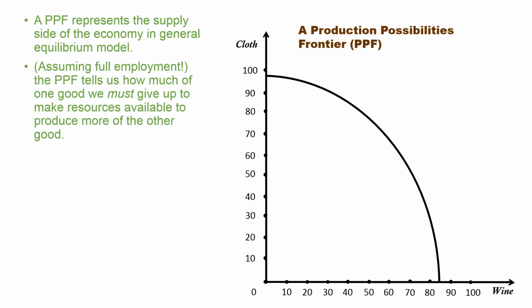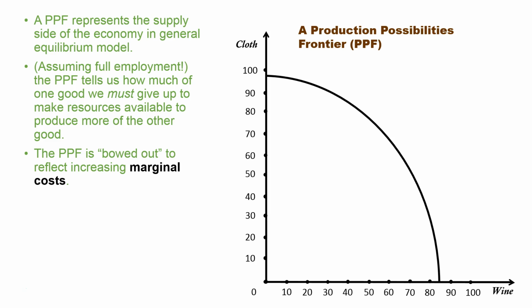Well, as I mentioned a moment ago, the frontier itself assumes that resources are being fully employed. And the basic question is, how are we going to employ those resources to produce different combinations of wine and cloth? Well, one of the messages that the production possibility frontier tells us is the very simple one that if we want more of one thing, we have to give up some of something else. Now, in this very simple case, given that we've only got two goods, we can tell that story in quite a straightforward way.